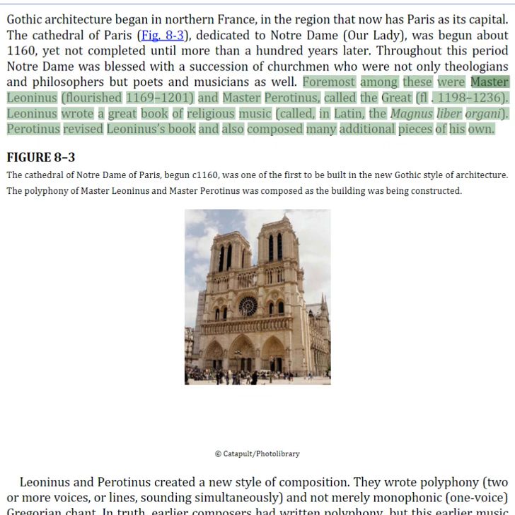Foremost among these were Master Leoninus and Master Perotinus, called the Great. Leoninus wrote a great book of religious music. Perotinus revised Leoninus's book and also composed many additional pieces of his own.